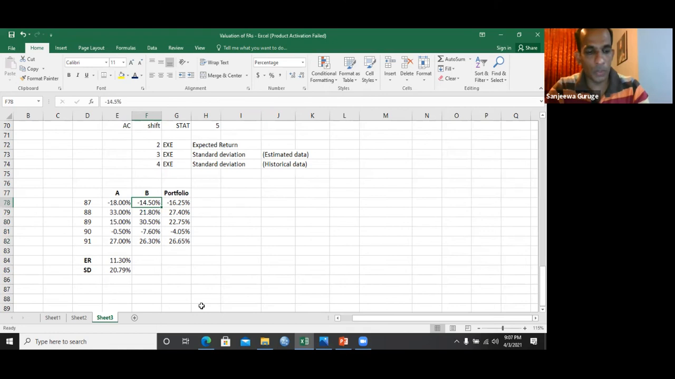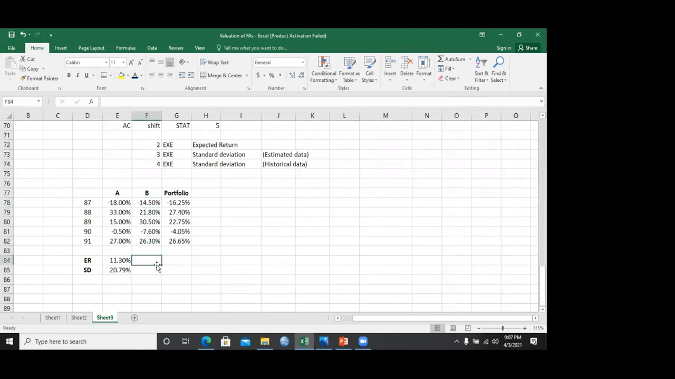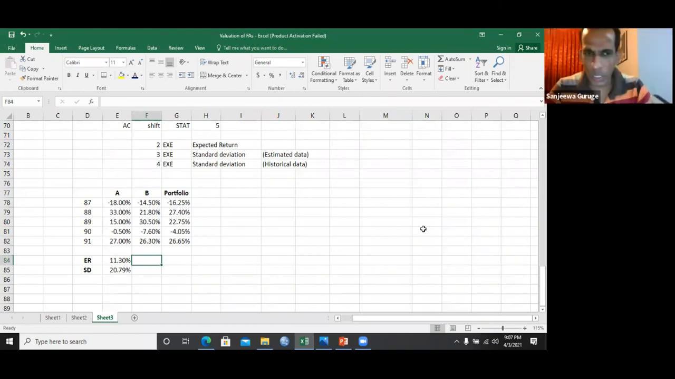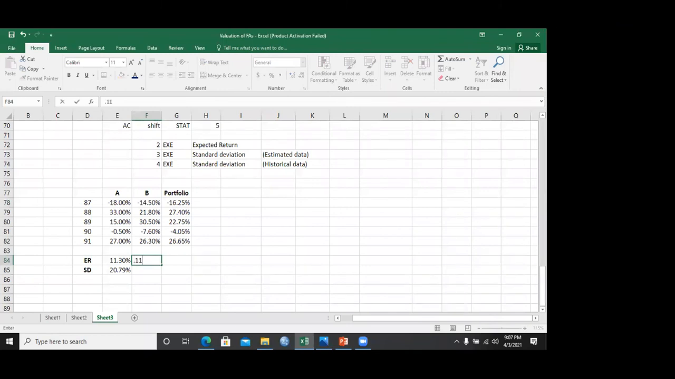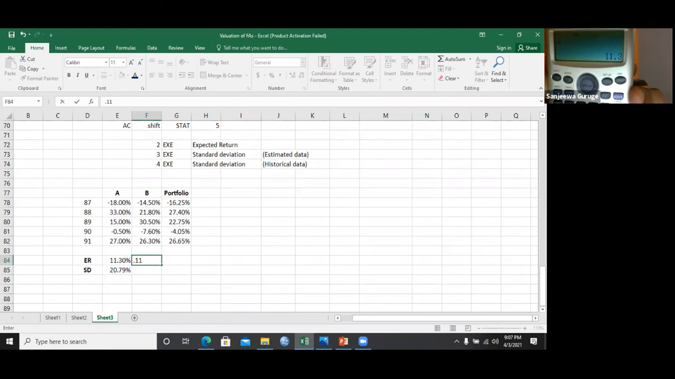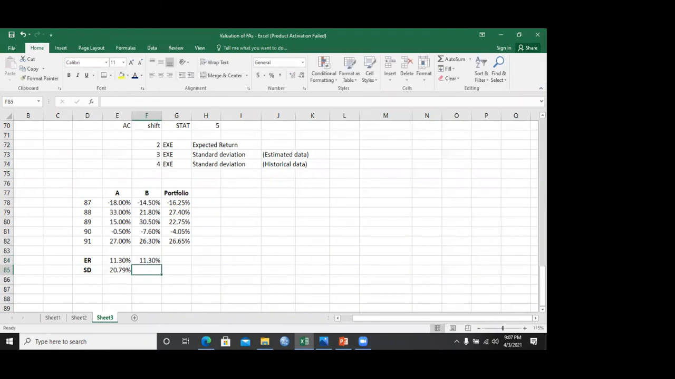Insert this data: minus 14.5, then plus 28.8, 21.8, 30.5, minus 7.6, 26.3. Then AC, shift stat 5. When you press 2, you get the expected return. What is the expected return for stock B? I got 11.3. So we get 11.3.